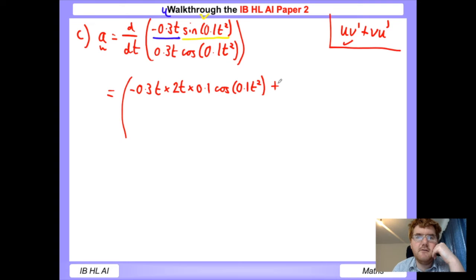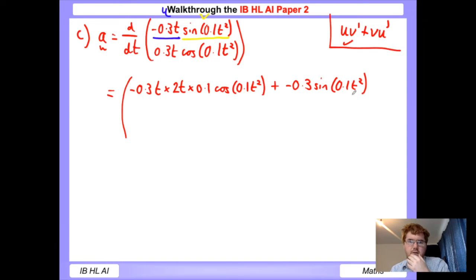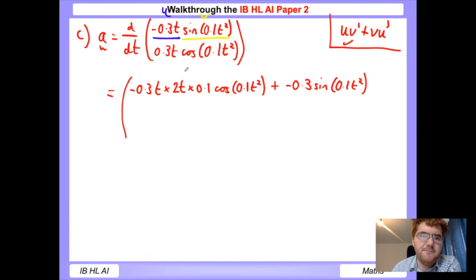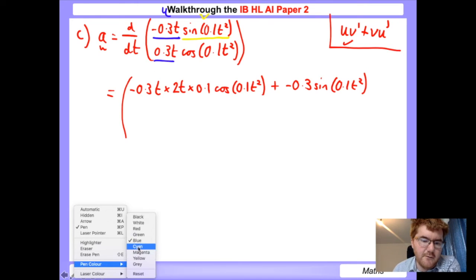Plus, and we're going to go the other way around. This is much easier. If you differentiate this, that's going to be a minus 0.3 sine 0.1 t squared, like so. Just checking everything is as it should be. Yep, good. I'm going to do the same to the bottom. So again, I do this kind of color coding idea. I leave this the same, differentiate this, and then work the other way around.